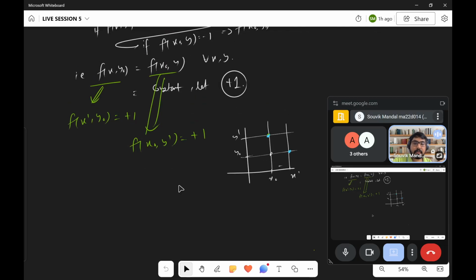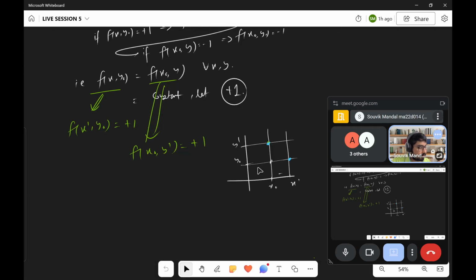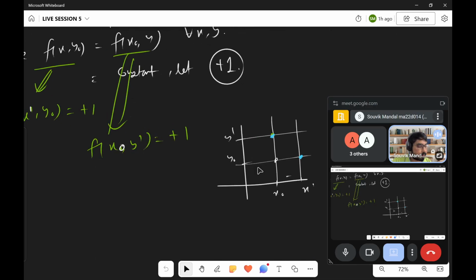Okay, so the argument goes like this. Now the point is that we have two pieces of information: f of x prime comma y naught is plus 1 and f of x naught comma y prime is equal to plus 1. First look at f of x naught comma y prime equals plus 1. If you look at the graph, x naught comma y prime is this particular point, and this point is the intersection of this line and this line.